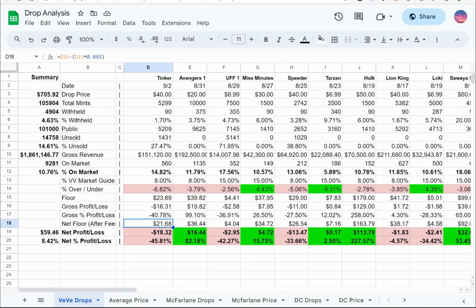The net floor that we have here is after the fees. So if you got this and you didn't get the secret rare, you lost pretty big time. 45%, which is not good. This was not a healthy drop. I unloaded my ultra rare, and I got it mainly for the pencil, which I will probably unload as well.